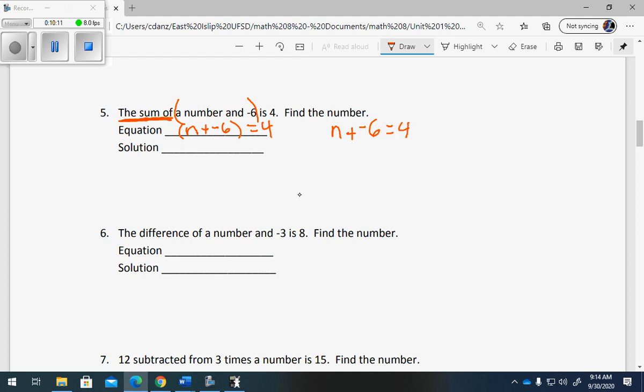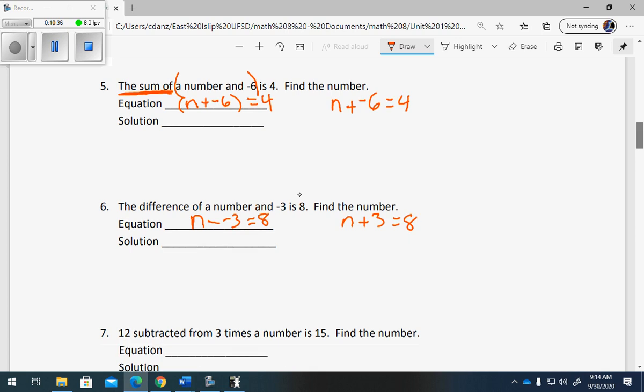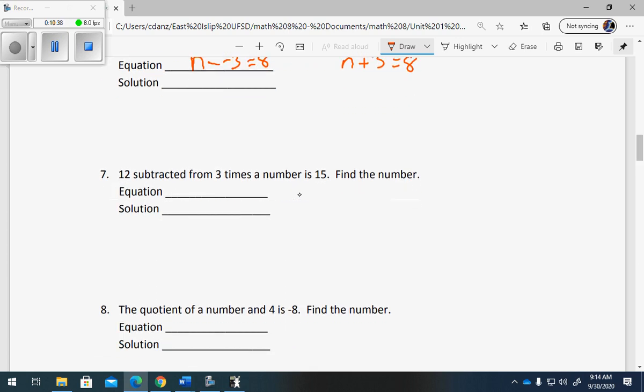The difference means to subtract of a number and 3. So a number and negative 3. So I have to do the difference of a number and negative 3. I dislike when I see n minus negative 3, but that's really what the words tell me to write. If I were to solve this, I would rewrite it as n plus 3 equals 8, because minus negative is really plus positive.